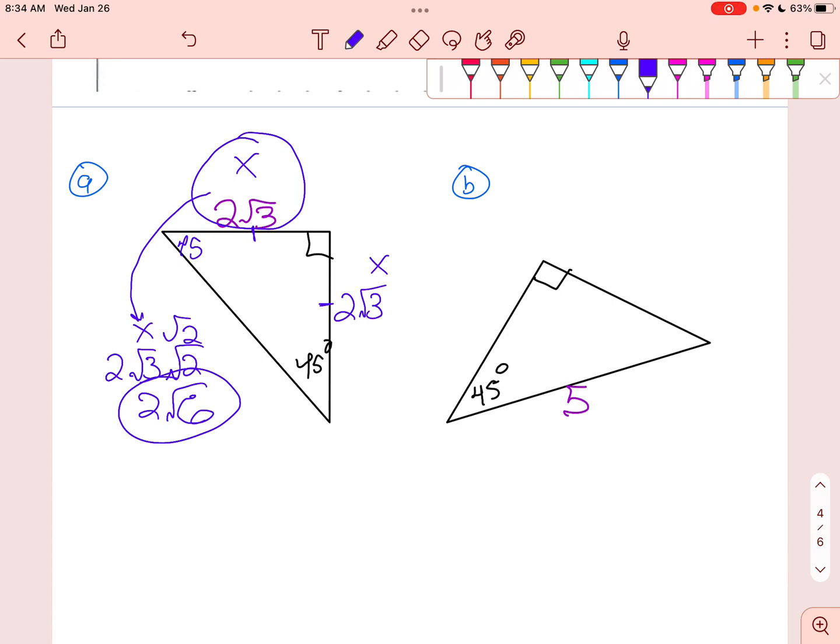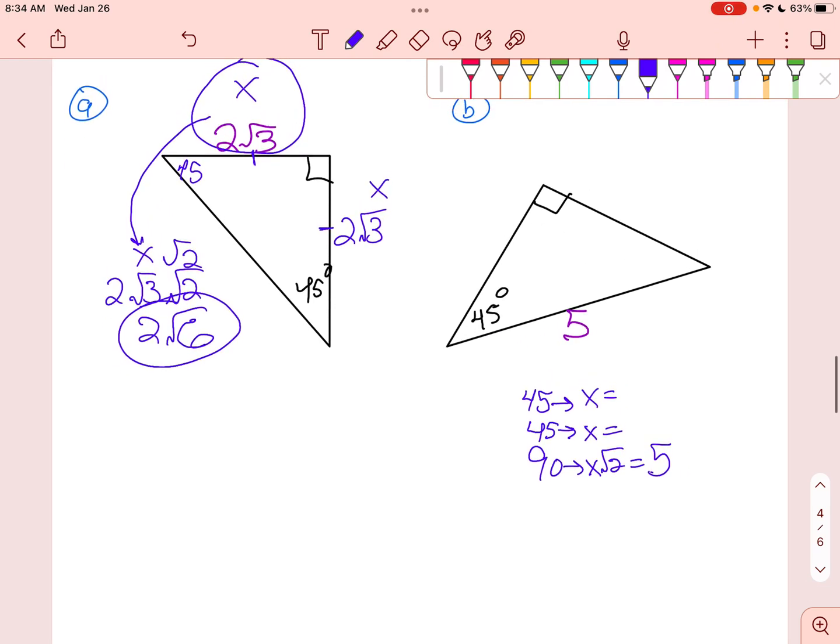Okay, B. Again, if you want to draw your little chart, across from the 45 is x, across from the other 45 is x, and across from the 90 is x root 2. In this case, they're giving me the side across from the 90, which represents x root 2. So they're telling me x root 2 has to be 5. So we have to solve this.